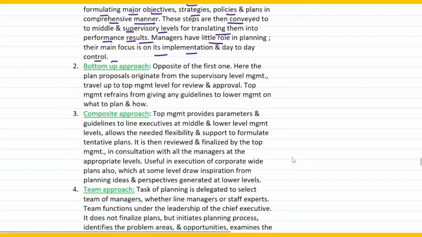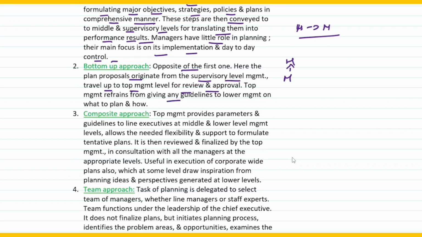The second one is the bottom-up approach. Bottom-up means the opposite of the first one, so it moves from the lower to the higher. Here the plan proposals originate from the supervisory level management and travel to the top management for review and approval. Previously, in top down, it went from higher to lower, or rather I should say higher to middle. It's not exactly higher to lower, but higher to middle. Here it goes from middle to higher, right? So the plans are proposed or originated from the supervisory level management, and go to the top management for review and approval.